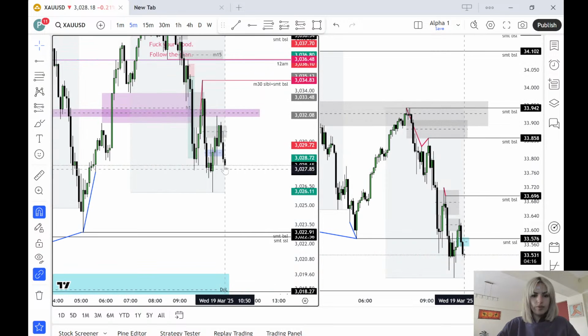All right, so it seems to be reclaiming back this SIBI. I just don't need it anymore.